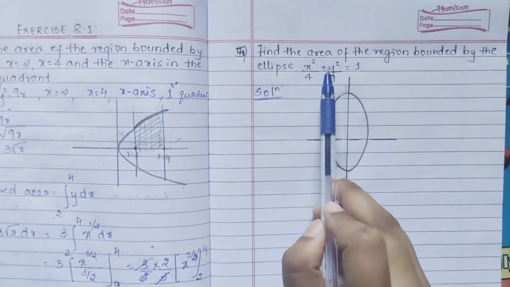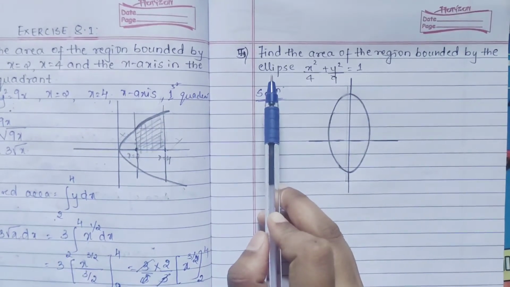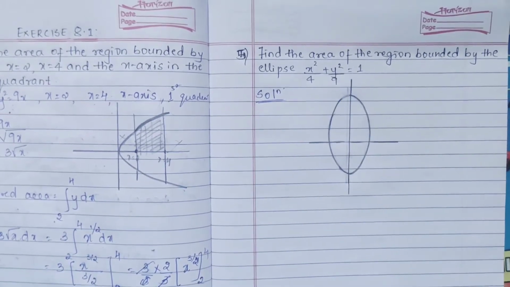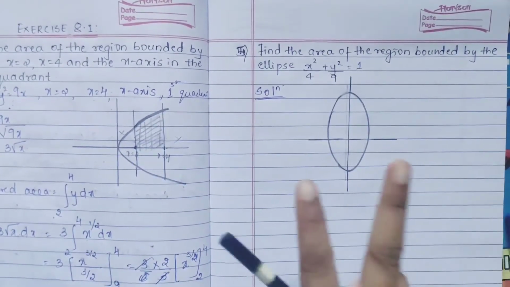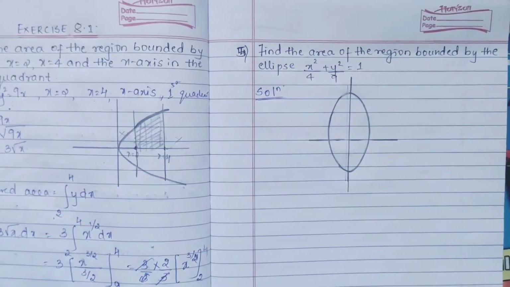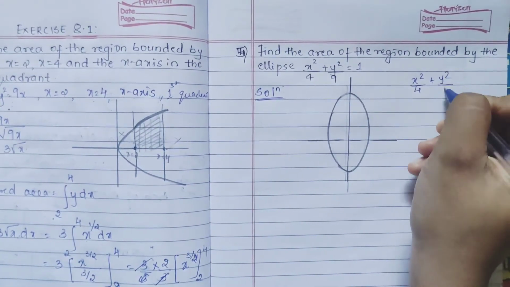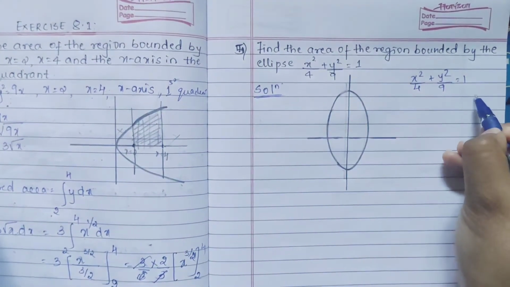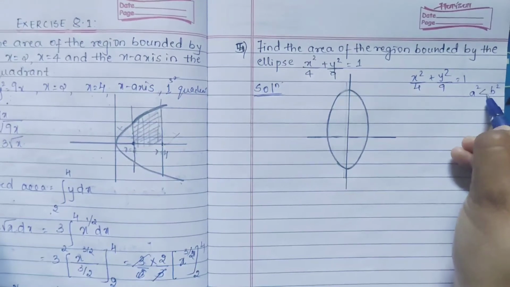Find the area of the region bounded by the ellipse. See here they have given the ellipse, x square by 4 plus y square by 9 is equal to 1. So before heading to it, I have said two major ellipses will be there. One is vertical, one horizontal. Based on your equation you have to do. Now you see you have x square by 4 plus y square by 9 is equal to 1. And I had said you have to check your a square, b square. If a square is less than b square, then it will be vertical.